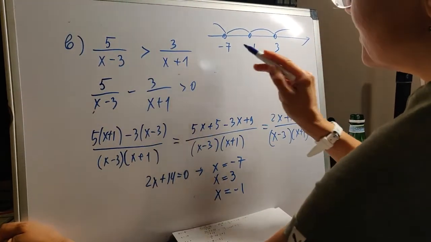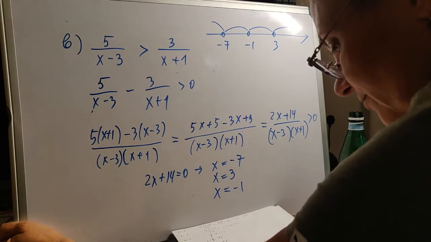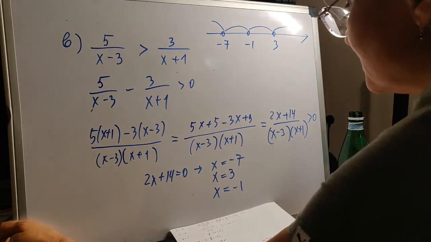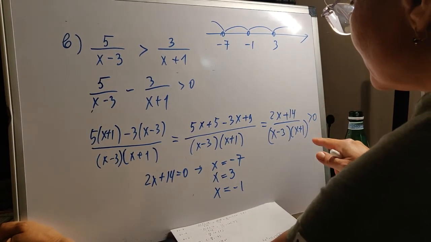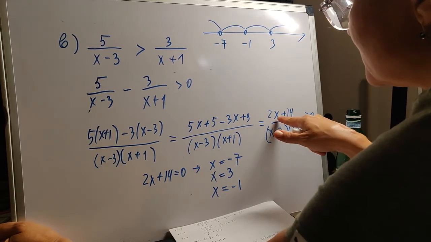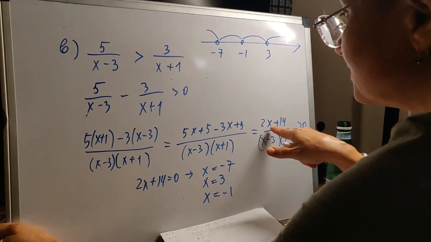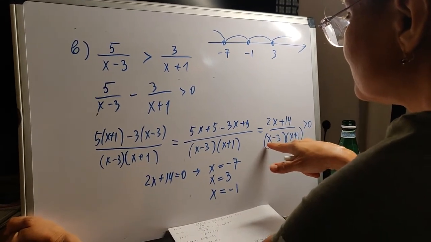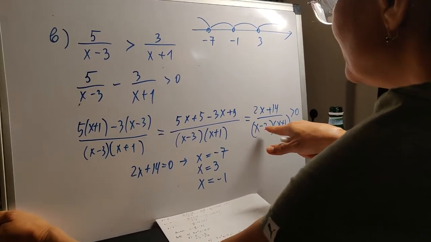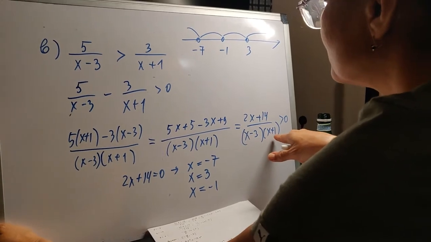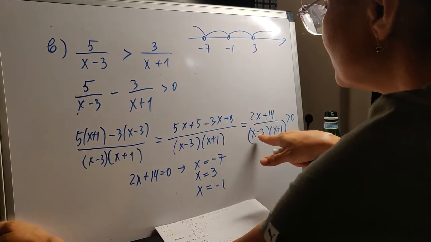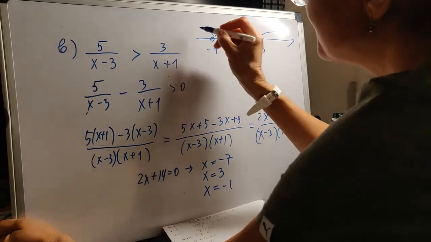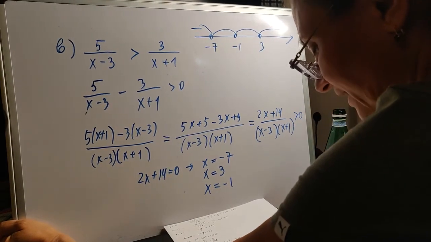Well, for this interval, I'm going to check the number minus 8. So let's imagine that we plug in minus 8 into my inequality. Minus 8 here is going to give me minus 16, plus 14 is minus 2. Minus 8 here is going to give me a negative number, and over here is going to be a negative number too. So I have negative, negative, and negative. 3 negatives is going to give me minus here.